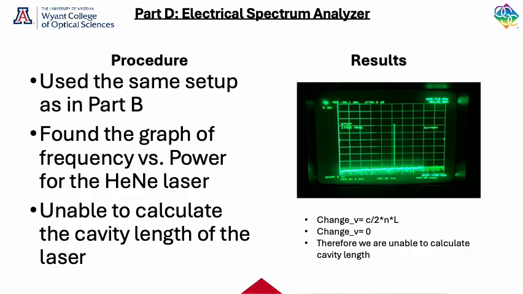In Part D of the lab, we had to use the exact same setup as in Part B. However, instead of using the light directed perpendicular by the beam splitter, we observed the laser light propagating through the double mirror system and onto the detector of our electrical spectrum analyzer.